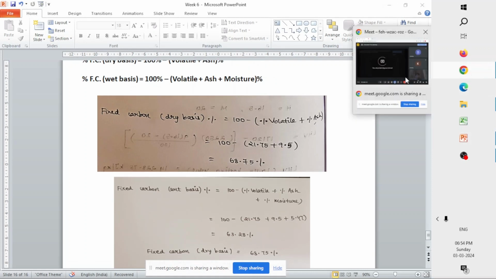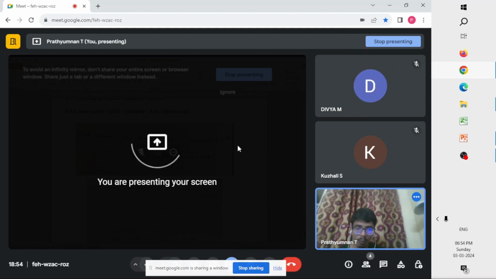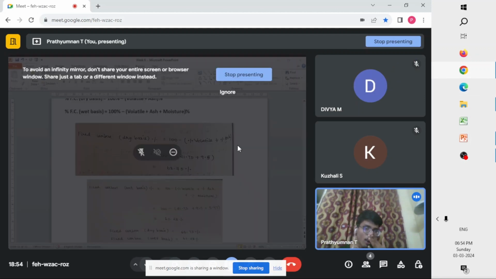percentage. So this is what will happen in case of your biomass. You have to be careful in taking the basis, on what basis they are asking you to calculate your percentage of moisture or percentage of volatile matter or percentage of ash. It can be on the wet basis. In case they ask you for the wet basis, you are supposed to take the weight of the biomass sample before drying, or the sample which has moisture content in it.